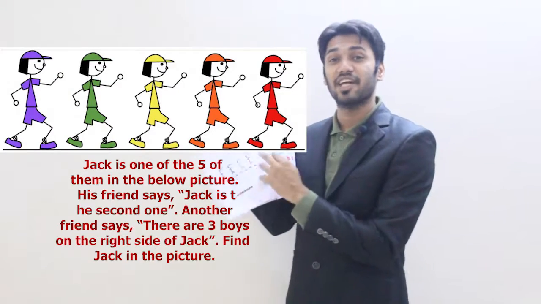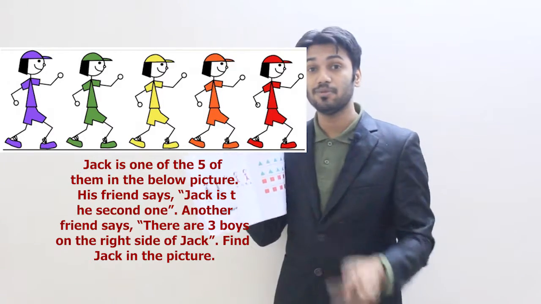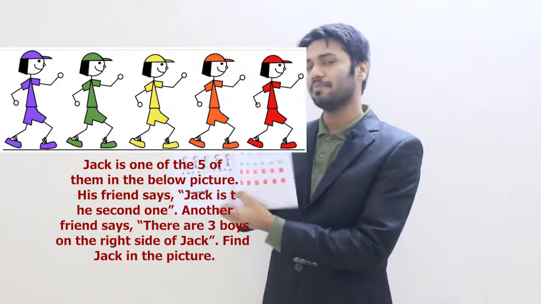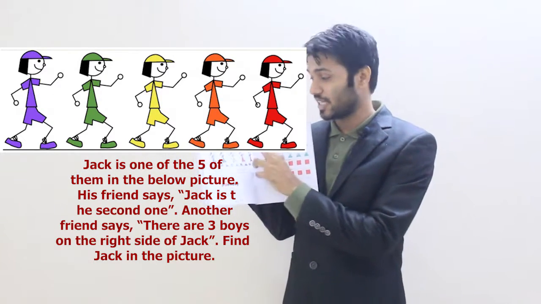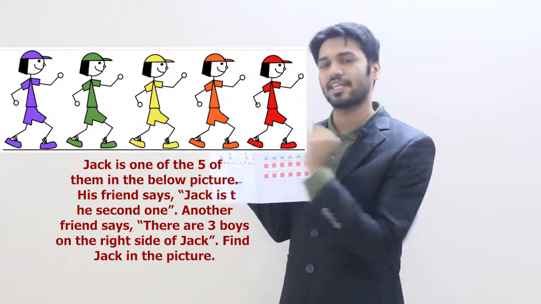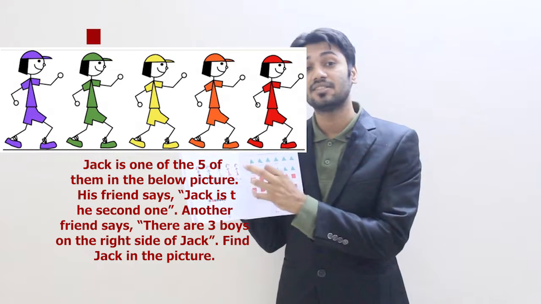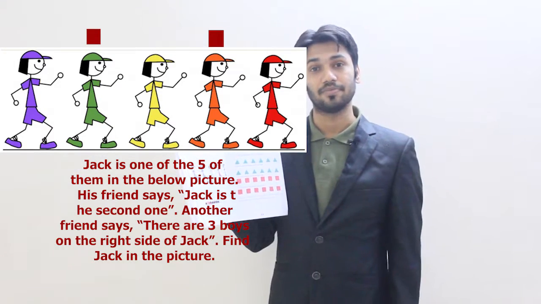Now look at this number 2. This is a very nice game. There are 5 boys. How many boys? 5 boys. Now one of them is Jack. Now the friend of Jack is saying Jack is the second one. So it could be this one or it could be this one.